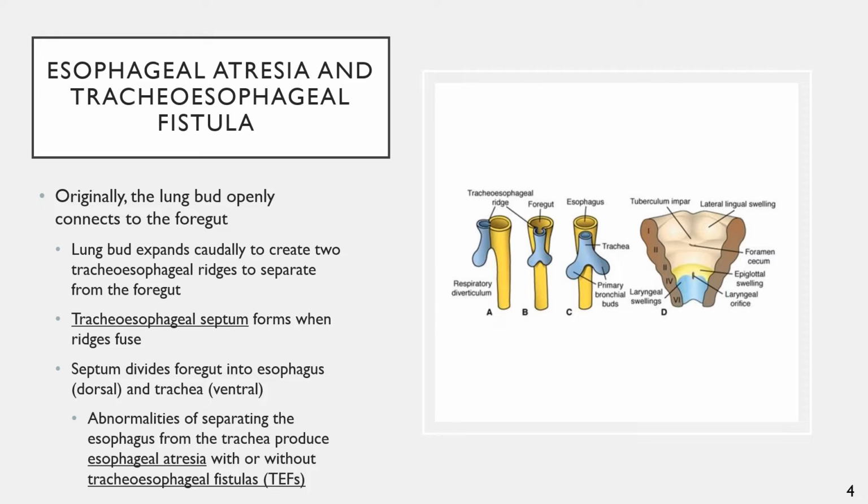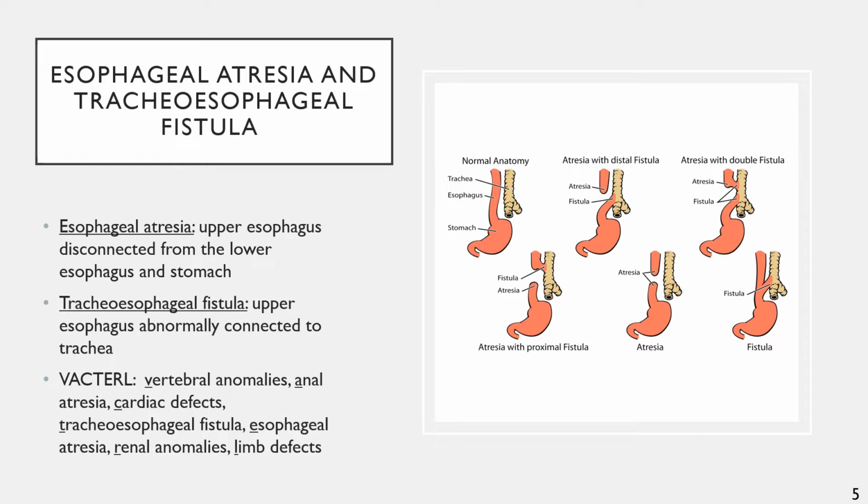So here's where we'll get into our first congenital abnormality, because if there are any issues with this esophageal tracheal separation, an esophageal atresia with or without a tracheoesophageal fistula will develop. Simply put, an atresia is a portion of the esophagus that fails to develop, such as the upper segment being disconnected from the lower segment and stomach. So this is going to leave a thin, non-canalized cord that will result in mechanical obstruction. Atresias are usually associated with the fistula, but they don't have to be. A tracheoesophageal fistula being the upper esophagus abnormally connecting to the trachea.